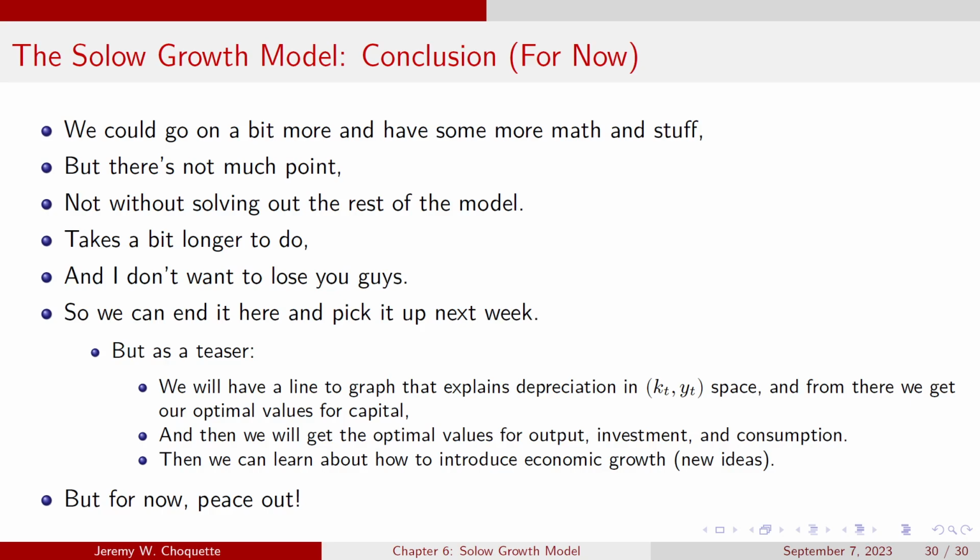Now, a little teaser for the model. We're going to have a line to graph out that explains depreciation in capital and output space. And then from there, we get our optimal values for capital, and optimal values for output, investment, and consumption. And then we can learn about how to introduce economic growth, which is that A_t term. That's where the source of new ideas comes from. But that's for next week. It's not for this week.